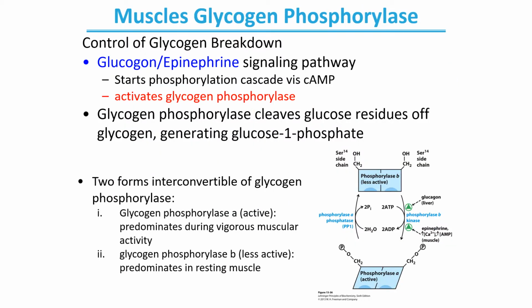Here we have a little bit of detail about the enzyme glycogen phosphorylase individually in the muscles and then in the hepatocyte. The control of glycogen breakdown is mainly via these two hormones, glucagon and epinephrine, as we saw in the previous slide, and their signaling pathway. We discussed the diagram previously.